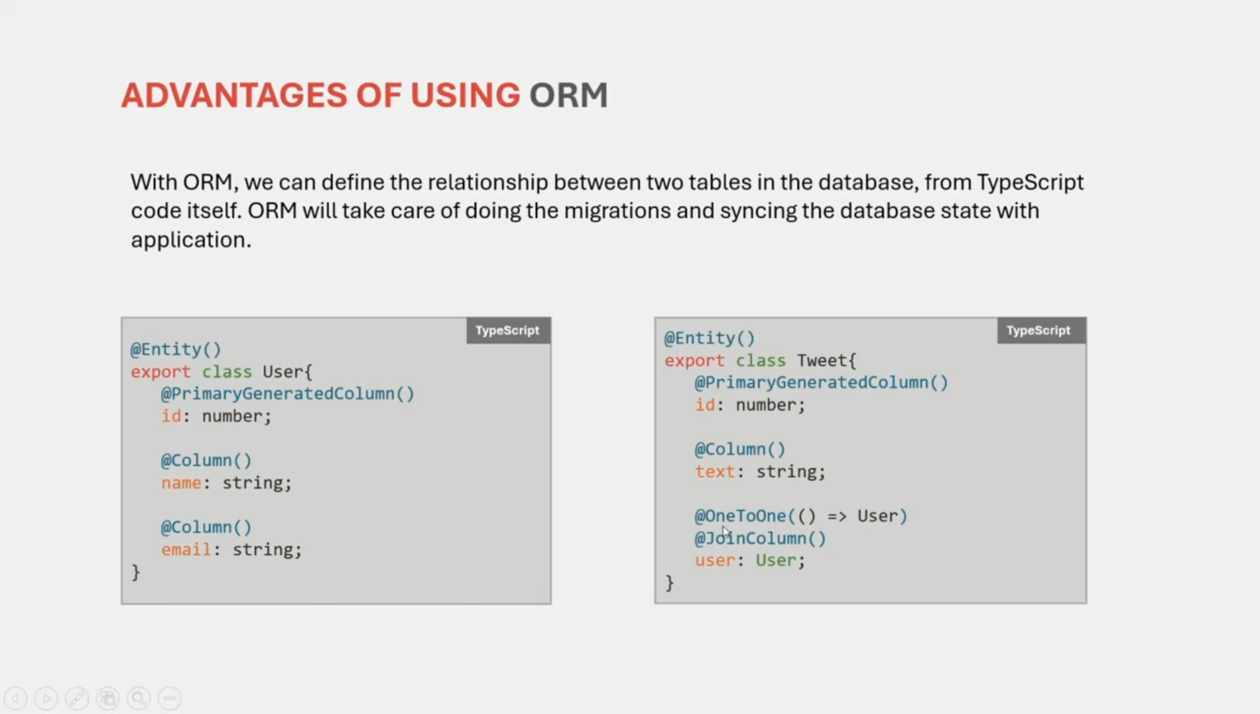And for that, to specify that we want a one-to-one relation between the tweet table and the user table, we are decorating it with the @OneToOne decorator. And we are also specifying how we need to join those two tables, the tweet table and the user table. So all this code we are writing in TypeScript in our NestJS application, and TypeORM will look into this code, and based on that it is also going to generate tables in the database, and it is also going to define the relationship between those tables. So this is another advantage.